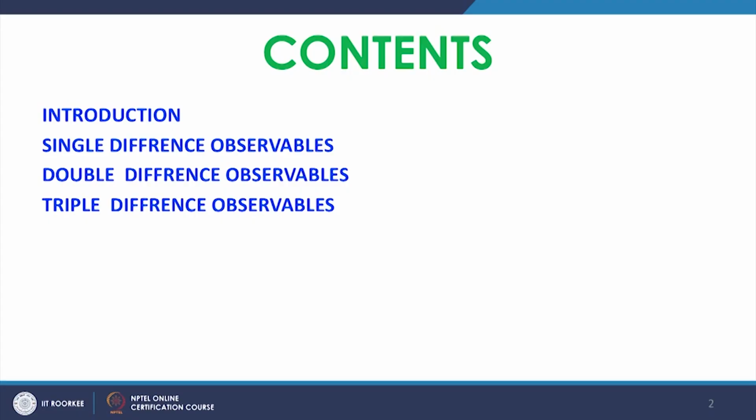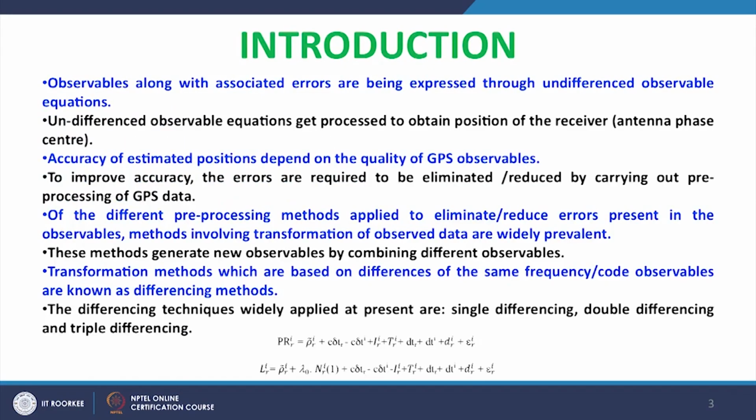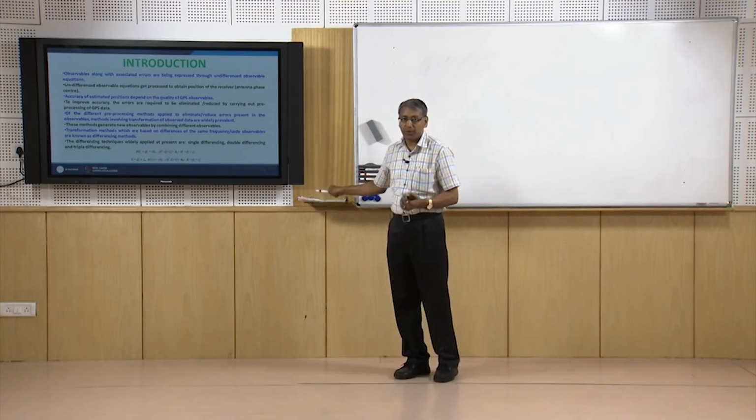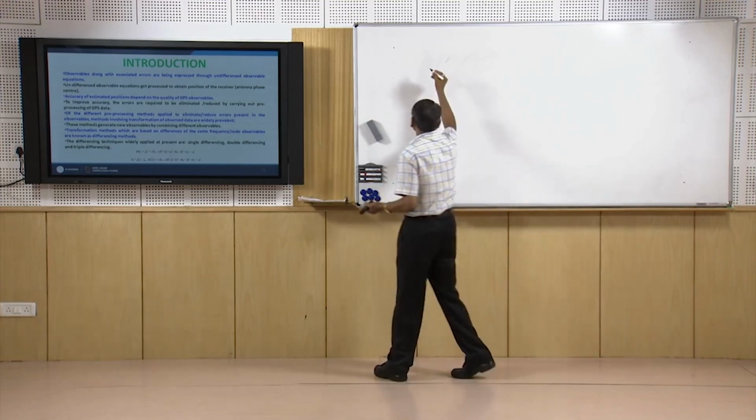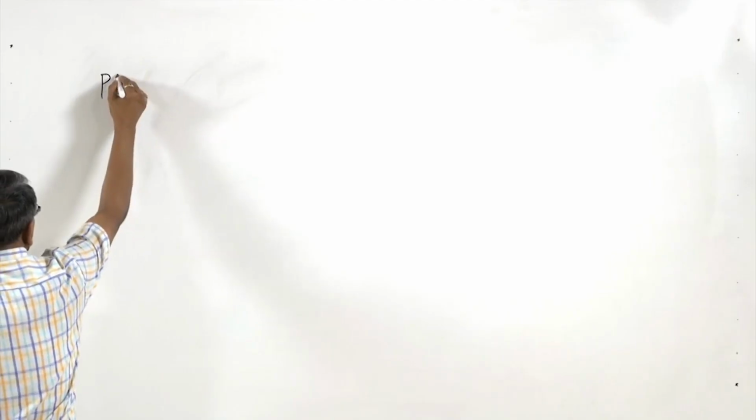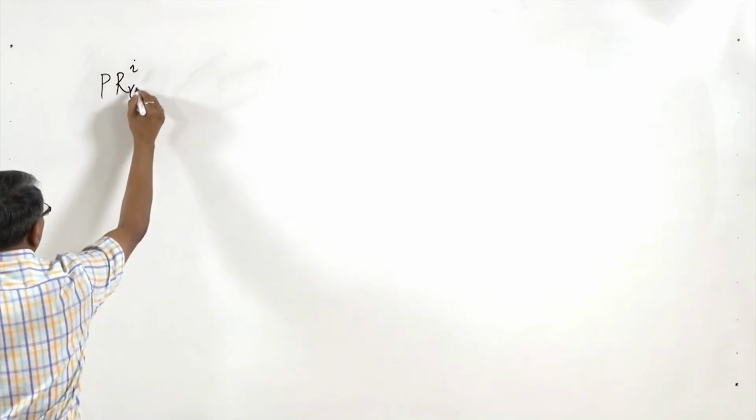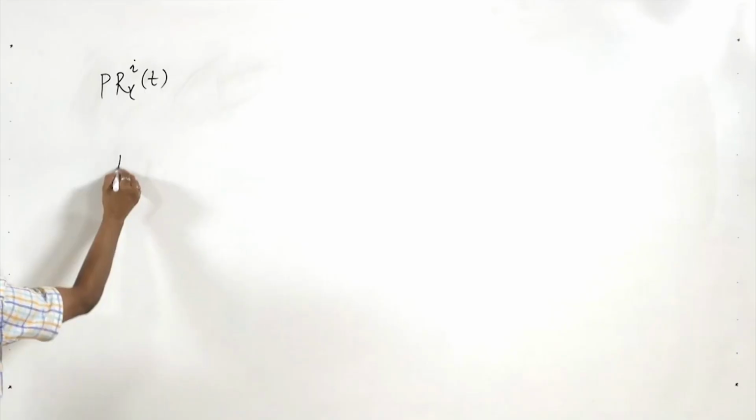Welcome friends. Today I am going to discuss GPS data preprocessing. This is the first part of the lesson. I will be talking on differencing. As you know, GPS observables are fraught with errors, and there are two types of GPS observables. One is the code pseudo range PR, from satellite R to receiver R at any time t, and the phase pseudo range can be written like this.